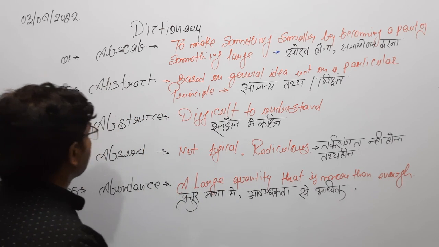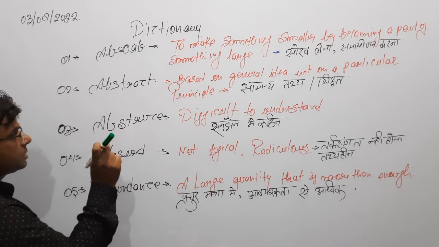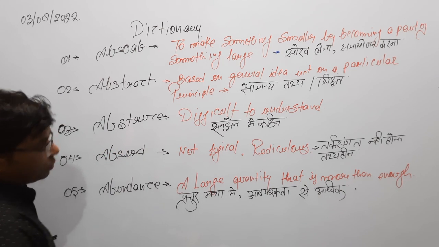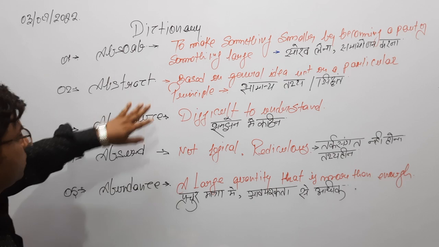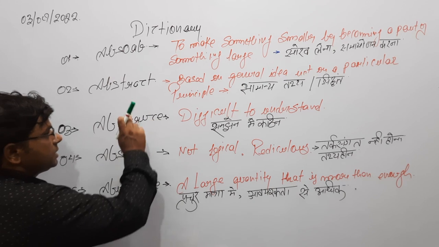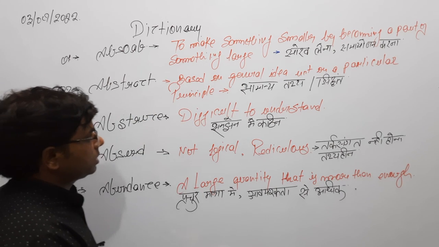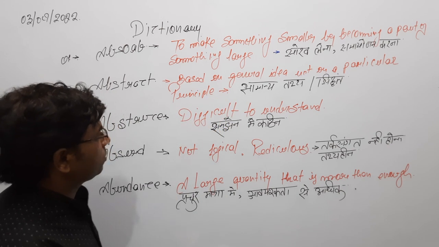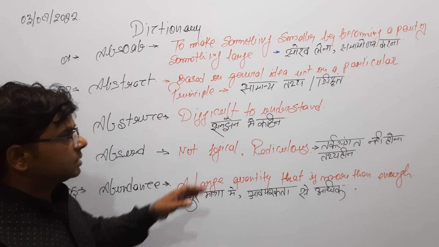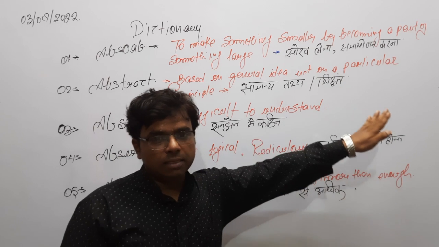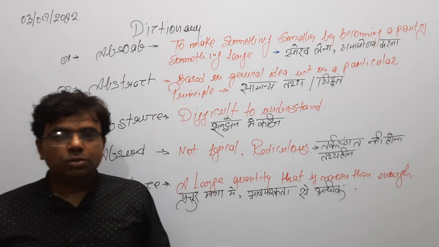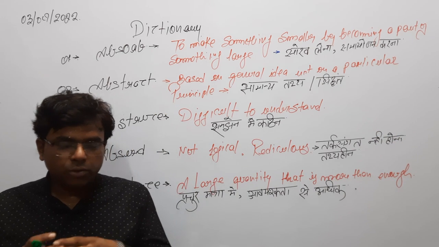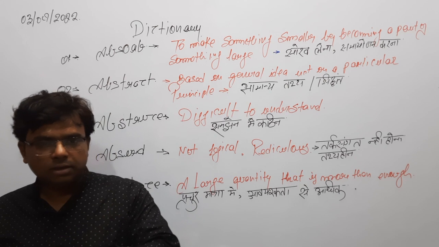Abstract. What does it mean? Based on general ideas, not on a particular principle. सामान्य तथ्य अथवा सिद्धांत. That means those are socially or educationally normally accepted.